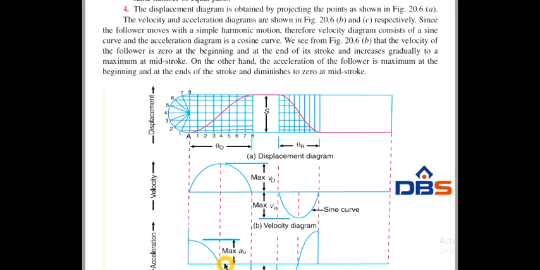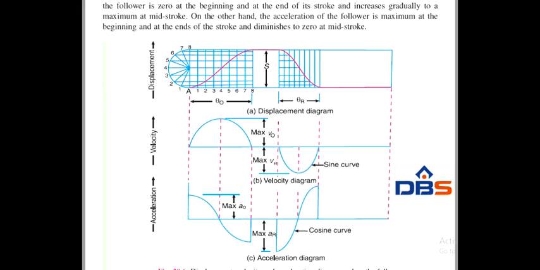The velocity of the follower is 0 at the beginning and ending of the stroke and increases gradually to the maximum at the mid stroke. On the other hand, the acceleration of the follower is maximum at the beginning and ending of the stroke and diminishes to 0 at the mid stroke.